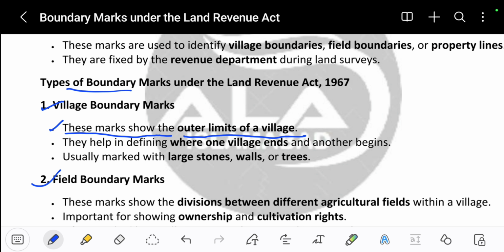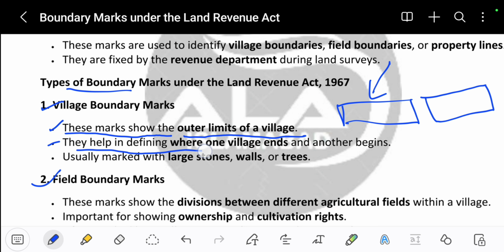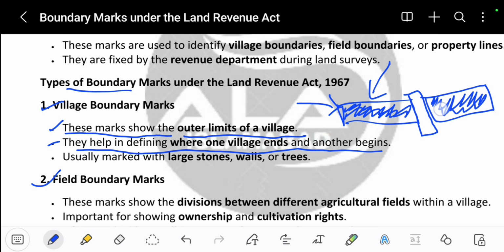So basically, the village boundary indicates the village land. Okay, this is the land of a person in a village, and this is another person's land in the village. So this is all based on village land. The second point is they help in defining where one village ends and another begins. So basically, this whole land over here doesn't have any boundary mark, but you are seeing a boundary mark over here, and there's another land starting. So this entire land is from a different village, and this entire land is from a different village.